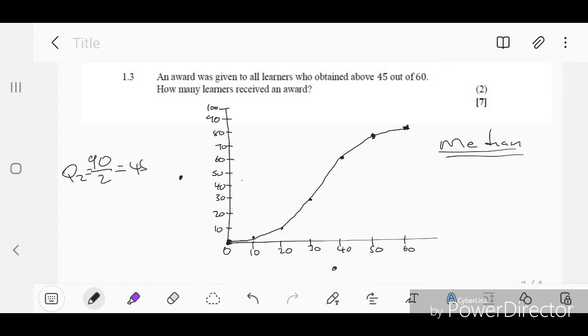I look for 45 here. This is 45, it's my position. So I take it across, and where it meets the curve, I take it down. So this will be my answer for the median. It will be 30 something, maybe 35. Therefore Q2 equals 35. So you use this side as your position, and this side as your actual values.